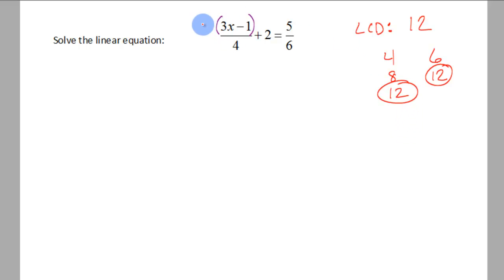So I go back over here, multiply the left side by 12. Now each fraction gets multiplied by 12. That's one fraction. Look at this 2. Is that a fraction? Yes, it is.